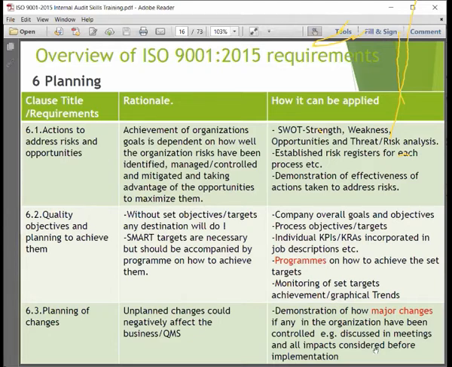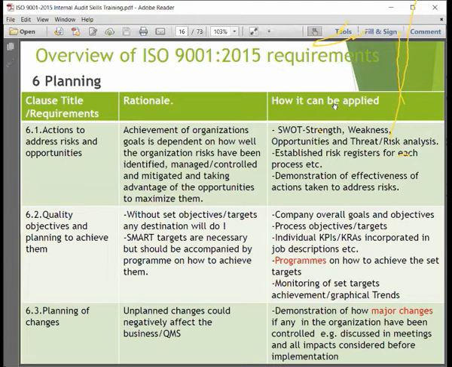Sorry, it's not how it can be applied. It's useful evidence at the top. You can change that. There is a problem there. It's useful evidence. So what you'd want to see maybe through the SWOT analysis. The SWOT will contain the strengths, weaknesses, opportunities, and threats and risk. So if they have that document, risk analysis may have been identified there.